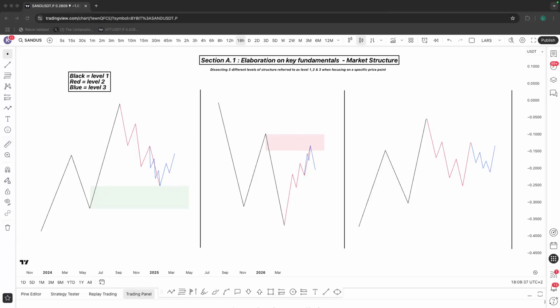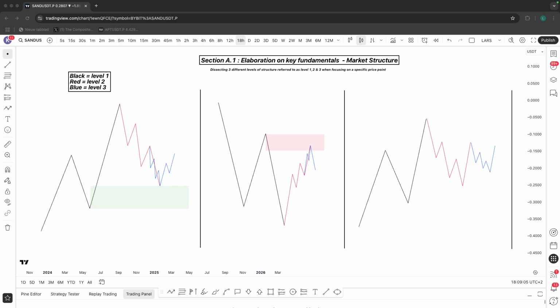Section 8.1, Elaboration on Key Fundamentals, Market Structure. First, dissecting three different levels of structure referred to as level 1, 2, and 3 when focusing on a specific price point. So back in the Mentorship 2024, I have already elaborated on our different levels of structure and how you can use them in the most effective way, applying the domino effect.